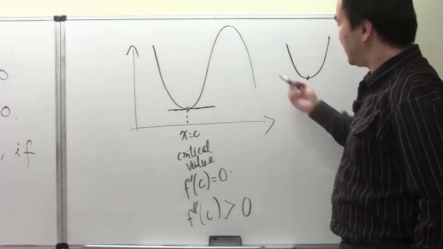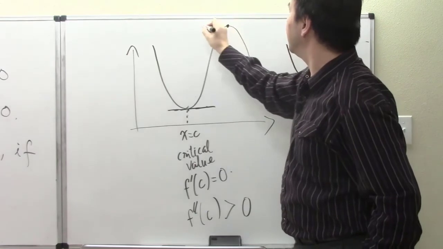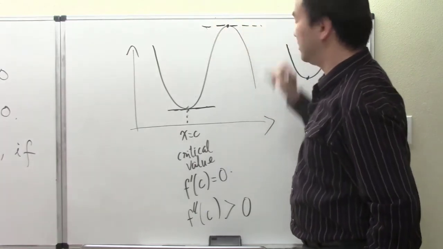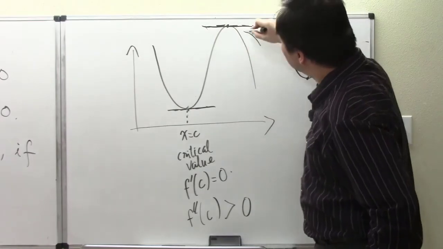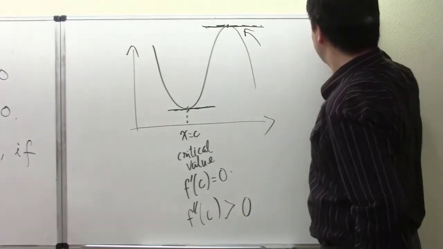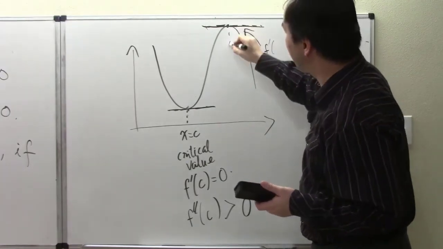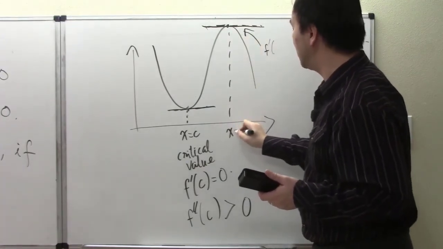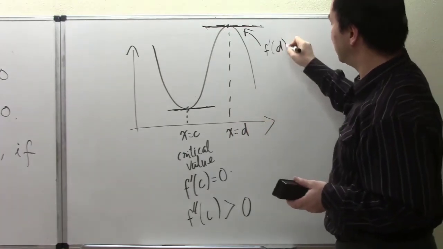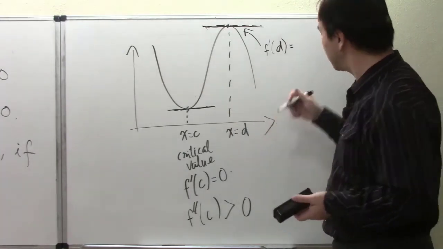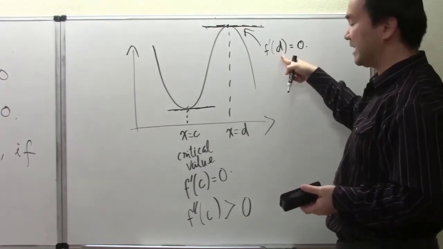On the other hand, what about this point? The tangent line is again horizontal, meaning the first derivative is known to be 0. Let's call that a different value, x equals d, for example. Then f prime at d, we know for sure from the previous lesson, is 0, the derivative at x equals d.